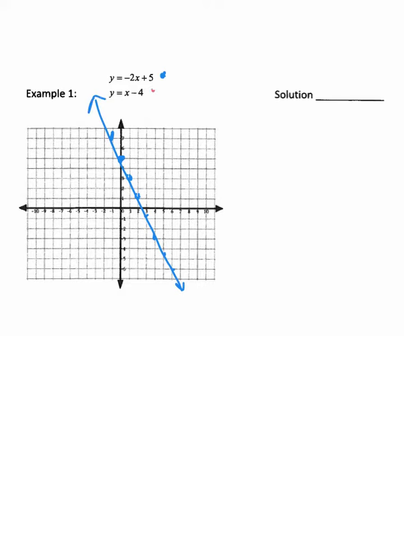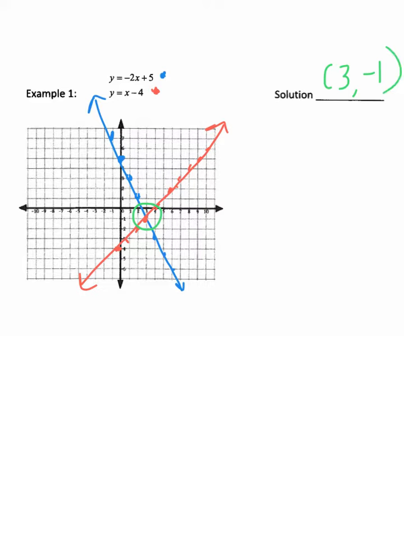My second equation, that's also in slope-intercept form, has a y-intercept at -4 and a slope of 1. So I'm going to go up 1 over 1, filling up the graph, and connect my points with a line. And again, the solution is where the two lines cross. So the two lines cross at the point 3, -1.